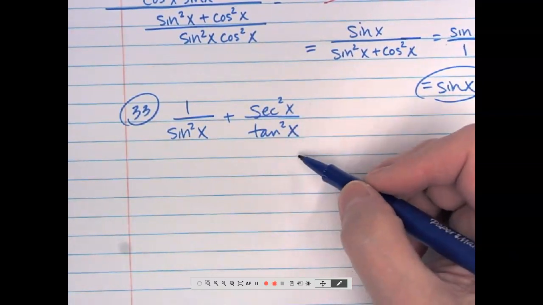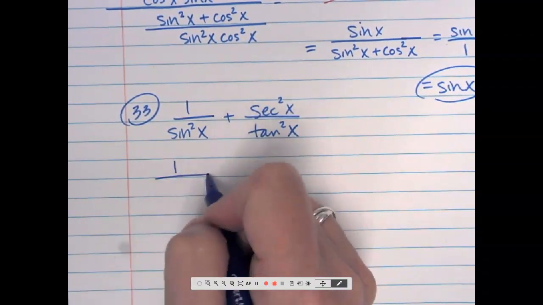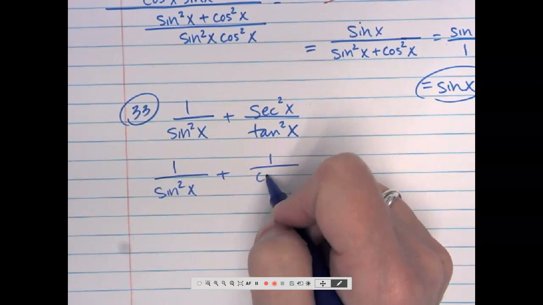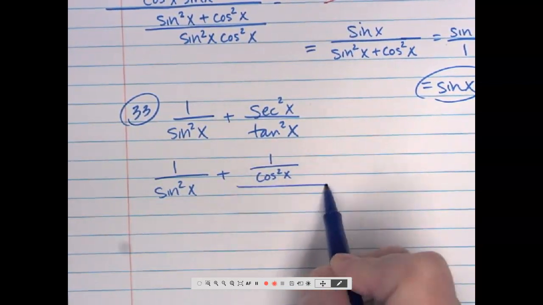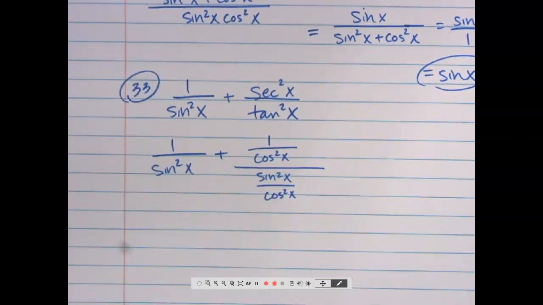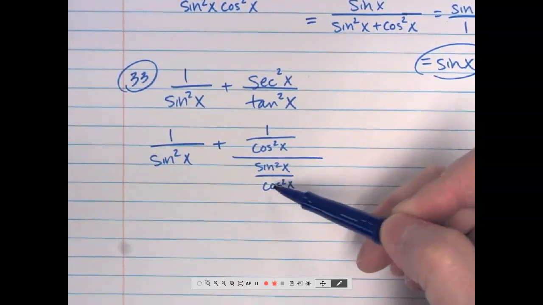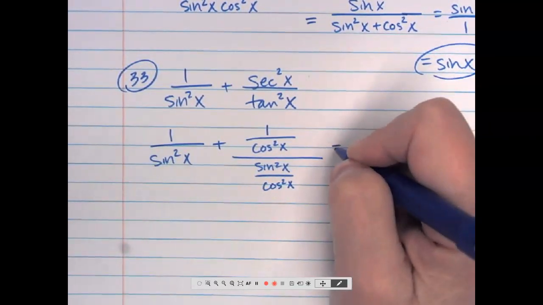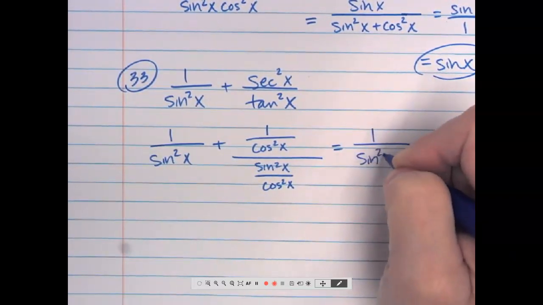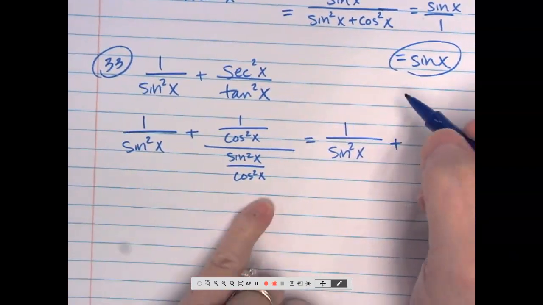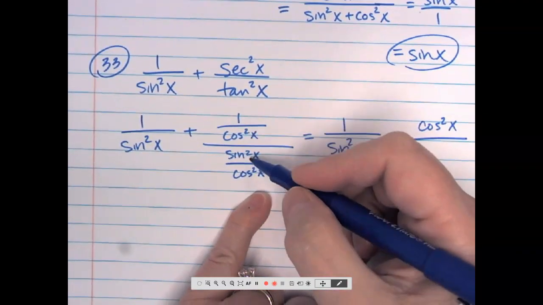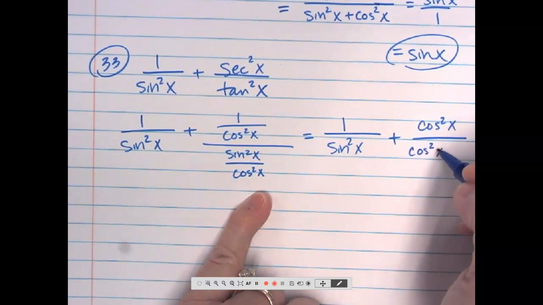I think I would change everything to sine and cosine over here. So this will become 1 over cosine squared over sine squared over cosine squared. So there's the secant squared, there's the tangent squared. If I do a little simplifying here, that one stays the same, but I'll have plus cosine squared over cosine squared times sine squared.